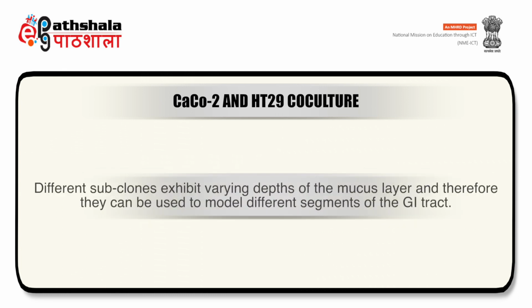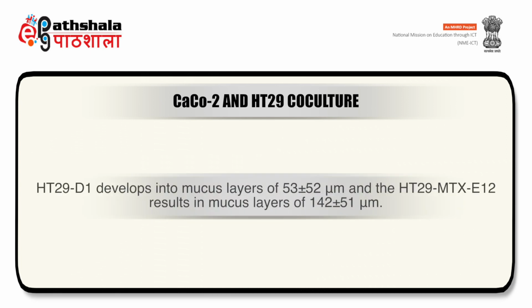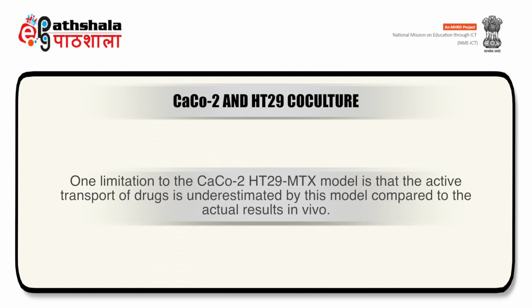Different subclones exhibit varying depth of the mucus layer, and therefore they can be used to model different segments of the GI tract. HT29-D1 developed a mucus layer of 53 plus or minus 52 micrometers, and the HT29-MTX-E12 resulted in a mucus layer of 142 plus or minus 51 micrometers. One limitation of the Caco-2 HT29-MTX model is that the active transport of drug is underestimated by the model compared to the actual result in vivo.